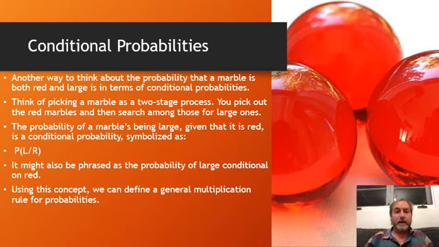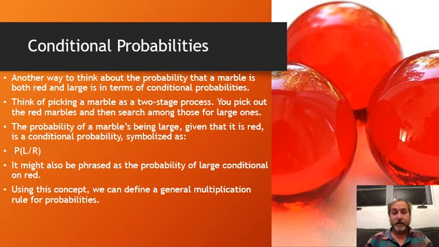Okay, so conditional probabilities, another concept that we might want to use here. Another way to think about the probability that a marble is both red and large, this multiplication rule, is in terms of conditional probabilities. Think about picking a marble as a two-stage process. You pick out the red marbles, and then you search among those reds for the large ones.